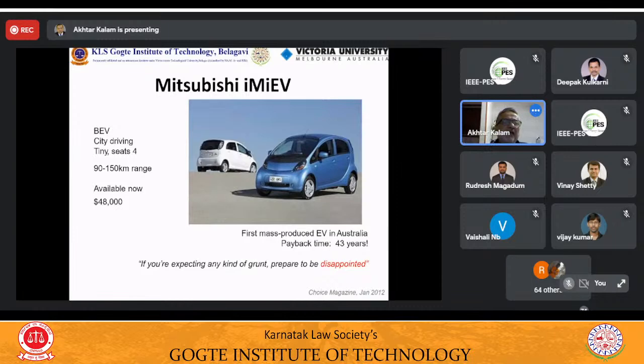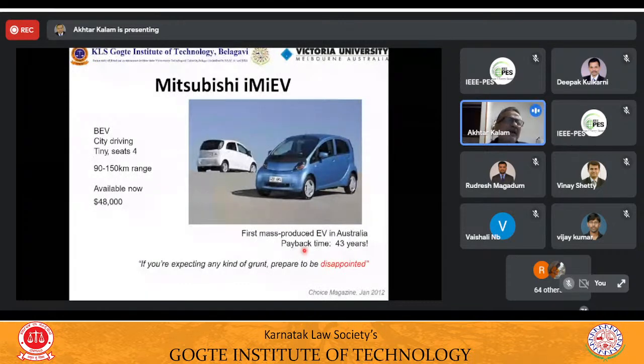First is the Mitsubishi one, a tiny little car. I don't think this will be very popular in Australia. The reason is that we don't drive small cars in Australia, although this has got 90 to 150 kilometers of range. This reminds me more of Maruti, when Maruti started in India. And it's available now at $48,000. And you know, you can pay it back in 43 years' time.